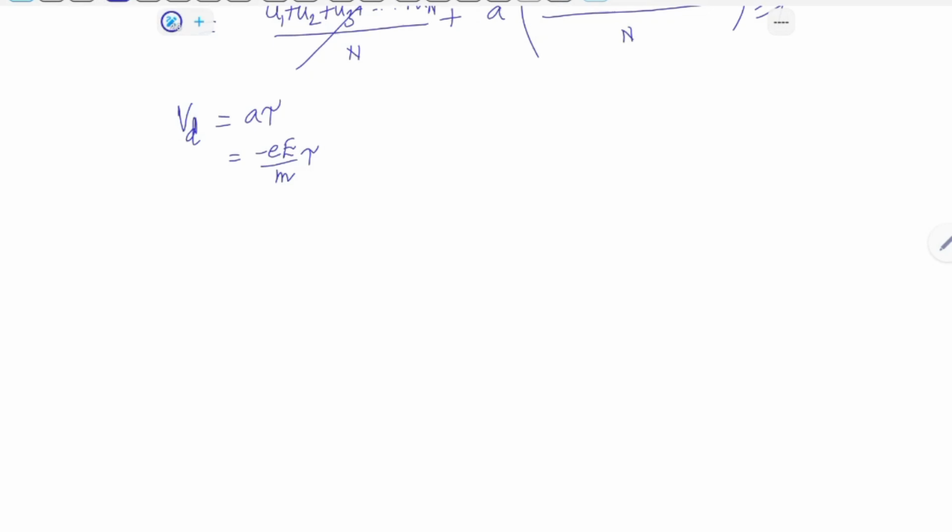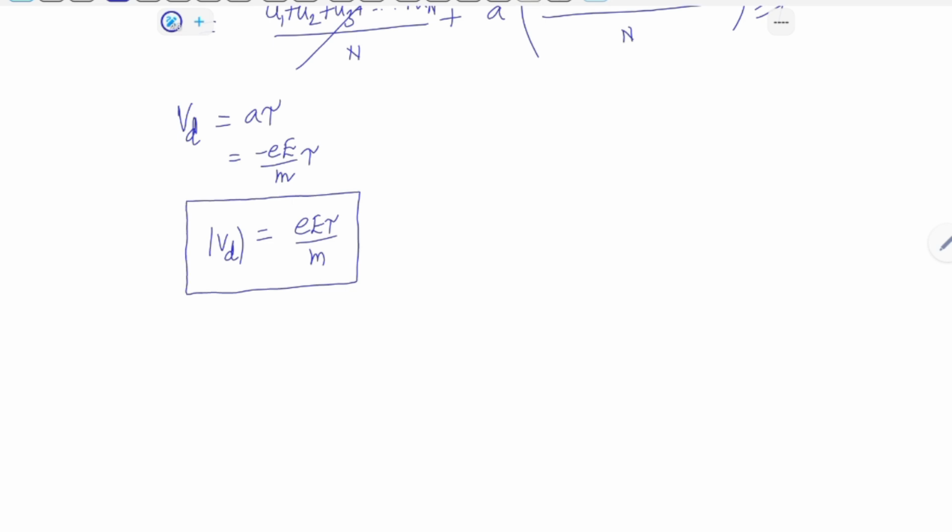So the magnitude of drift velocity is given by e E tau by m, where e is the charge of the electron, and capital E is the magnitude of the electric field, meaning the intensity of the electric field. Tau indicates the relaxation time, which is the average of all the times taken by the electron between successive collisions, and m is the mass of the electron. So this is the expression for drift velocity.